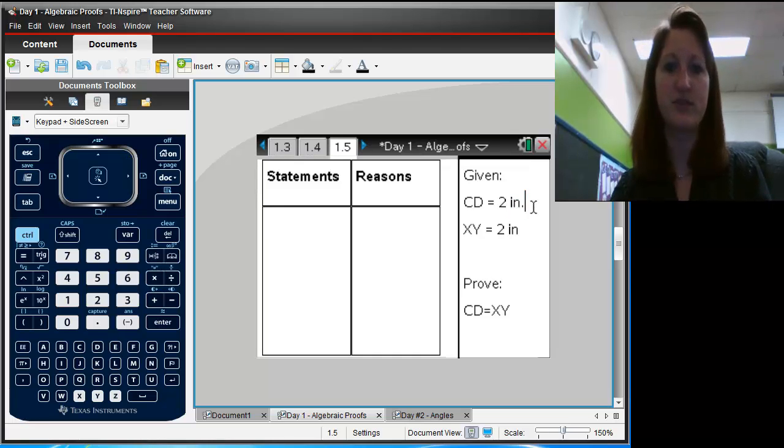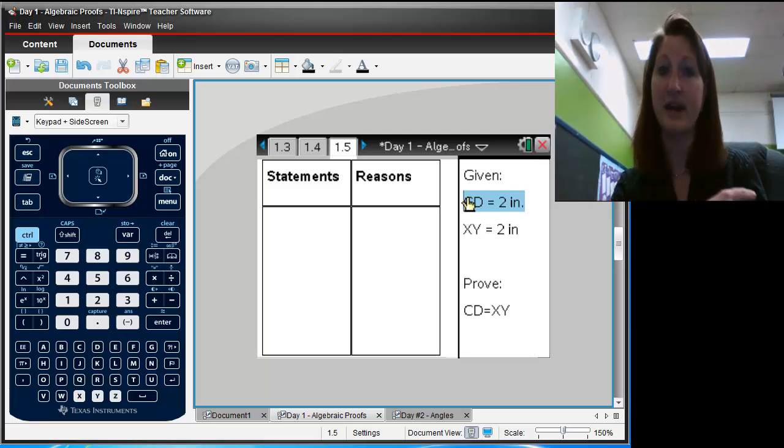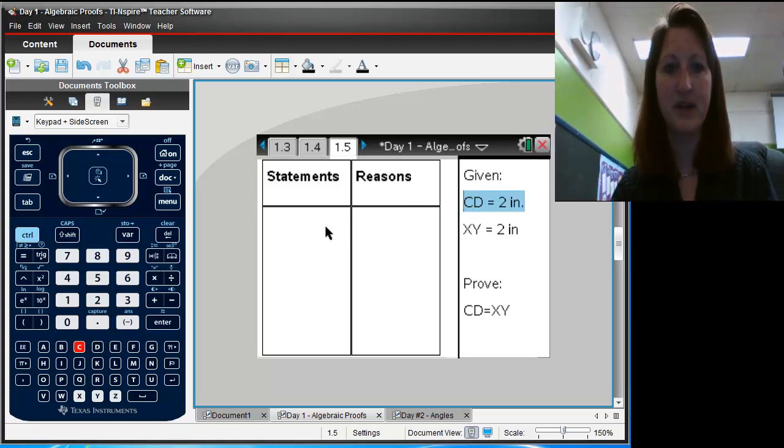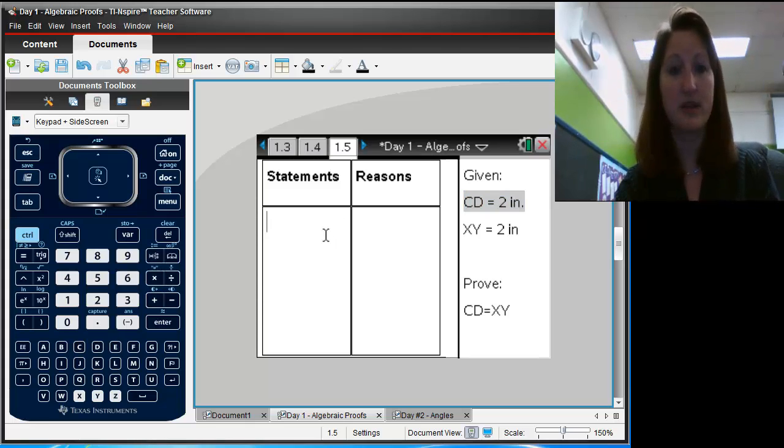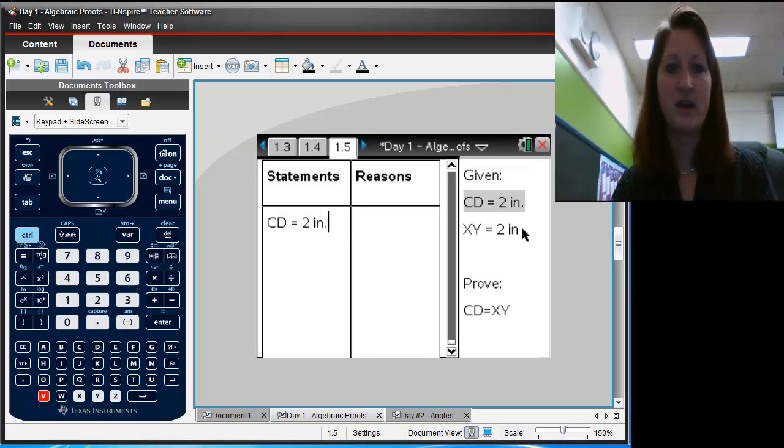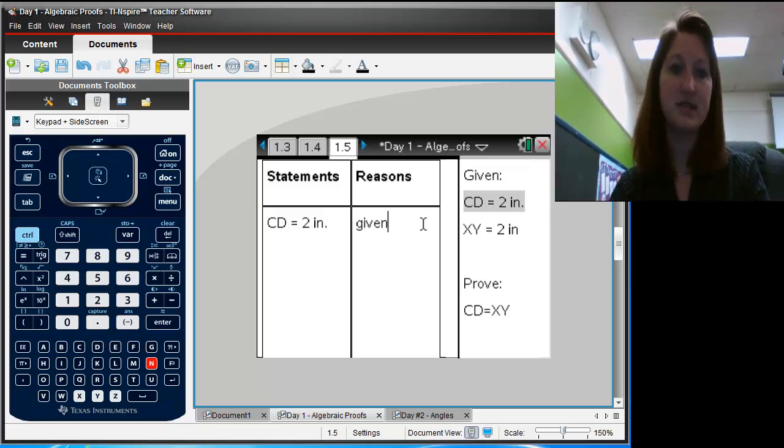So what I'm going to do is go over here and copy. So if you hit the shift button and the back arrow or the forward arrow, whichever direction you're going in, it will highlight it, and then hit Control C to copy, go into the statement column, and Control V will paste it. Now, how do I know that that statement is true? Well, it was given to me. So I know that CD is equal to 2 inches. I'm putting it in my proof, and then I have to give a reason.